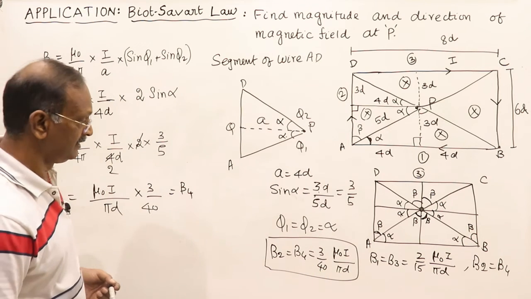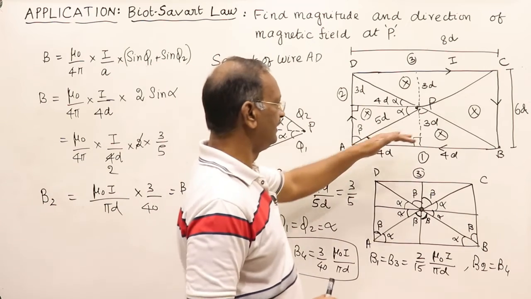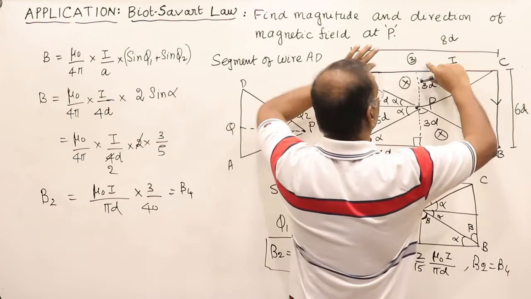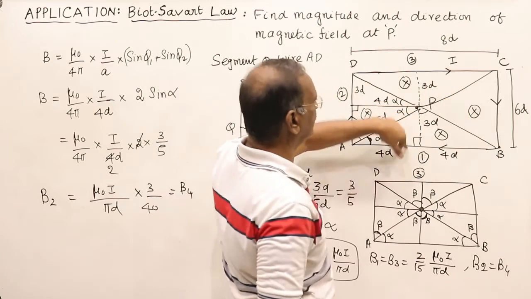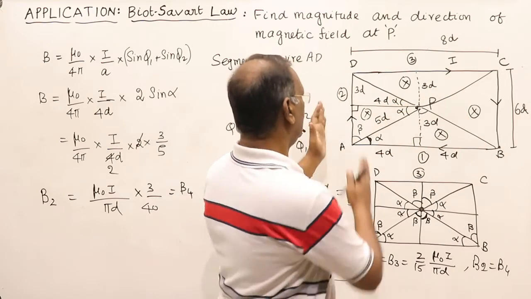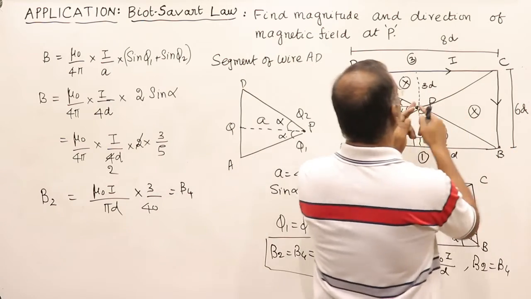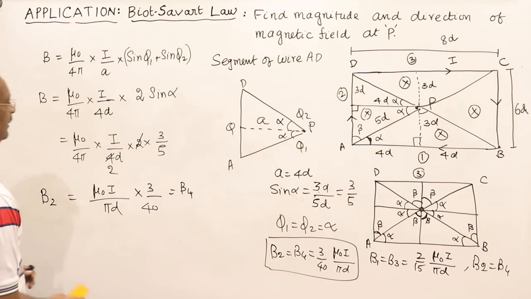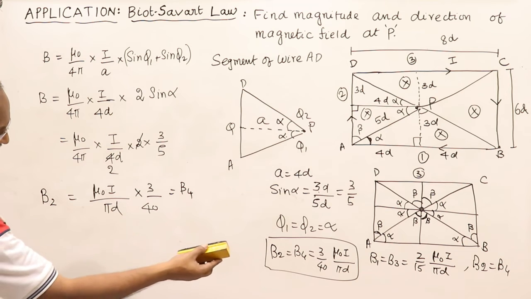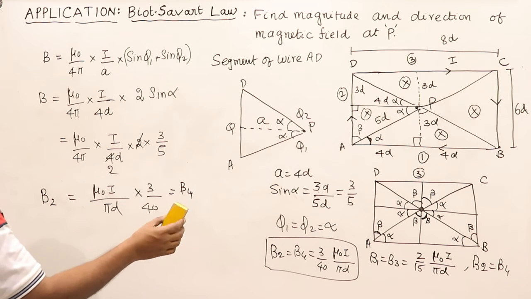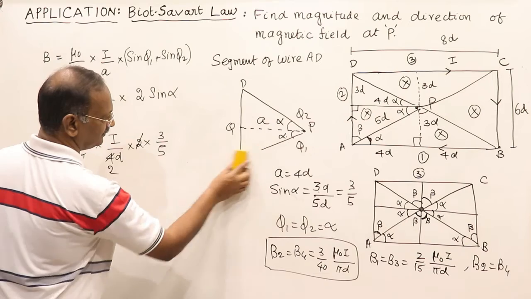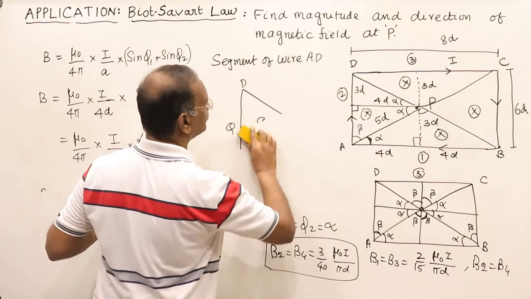What about the net? See now here, the magnitude of magnetic field produced by this line and this line is equal to B1 and B3, both are same, and by this line and by this line with respect to center, both are same. It means in magnitude, both are same. One is 2 by 15 mu naught I by d, another is 3 by 40 mu naught I by pi d. So we have to remember this one.